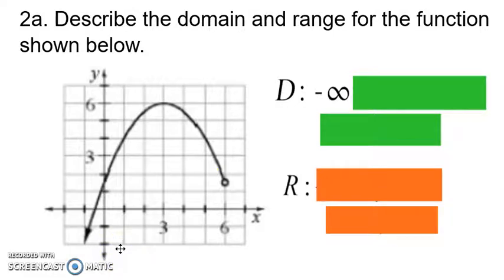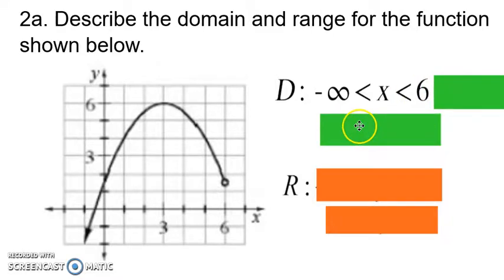Now, when we have a negative infinity, we can never have it equal to, or if we have a positive infinity, so it's just strictly less than. Our domain are all of our x values, so we have an x, and then that x value is going to be less than 6.